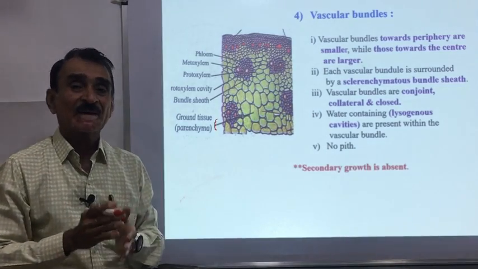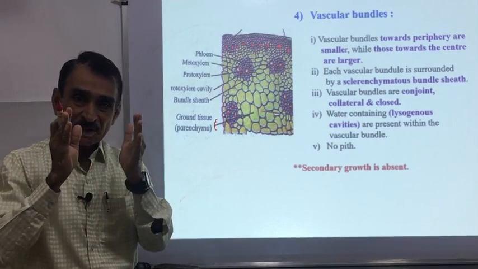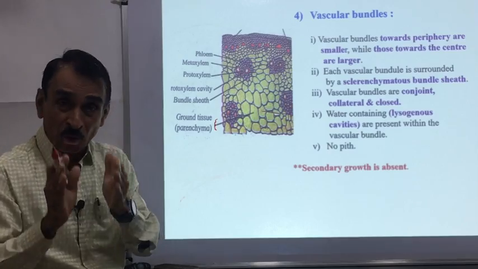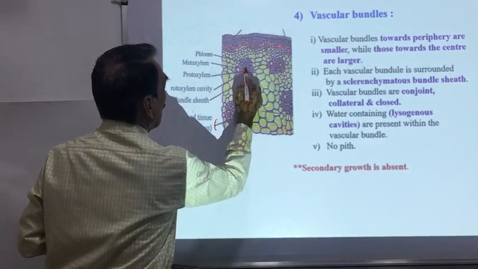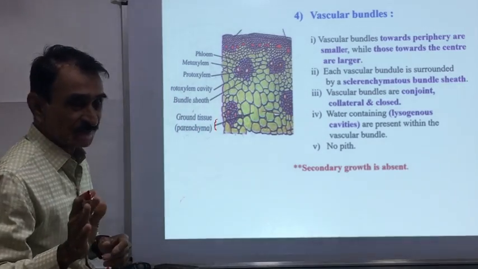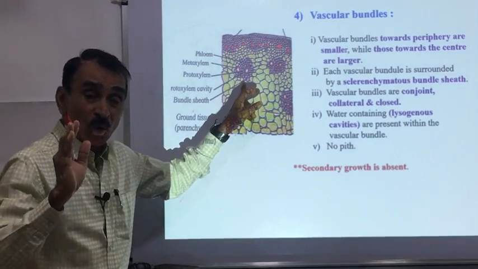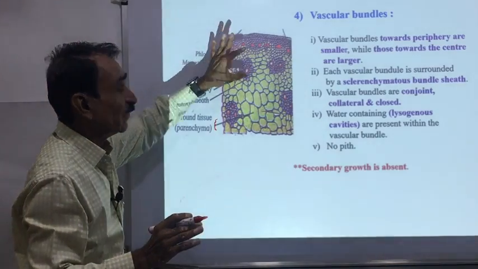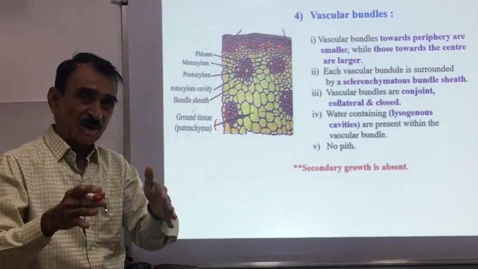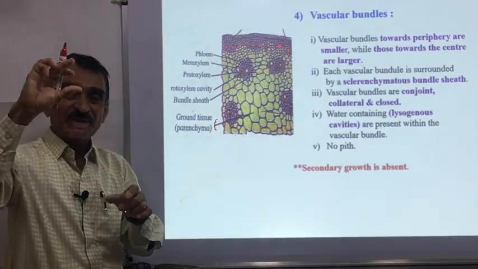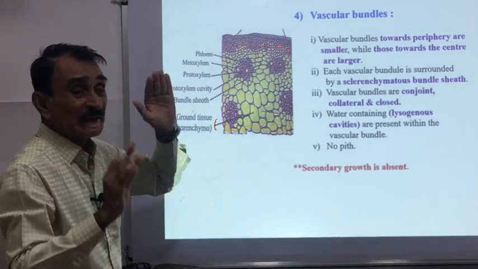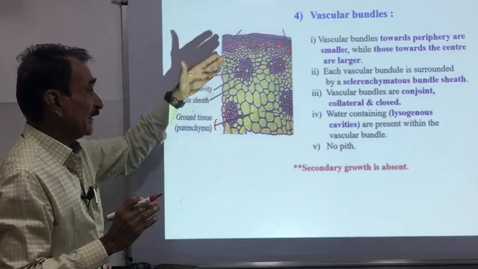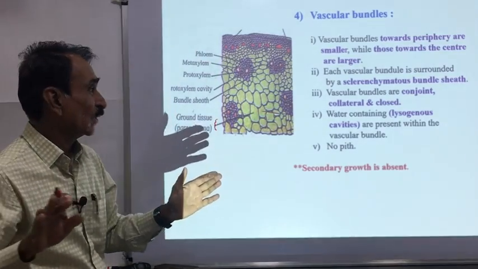Vascular bundles are conjoint, collateral, and closed. Conjoint, collateral, means xylem and phloem are present on the same radius. Closed means between the xylem and phloem there is no cambium. In sunflower stem we have seen that between the xylem and phloem there was a cambium strip, but here cambium is absent, and that's why there is no secondary growth.